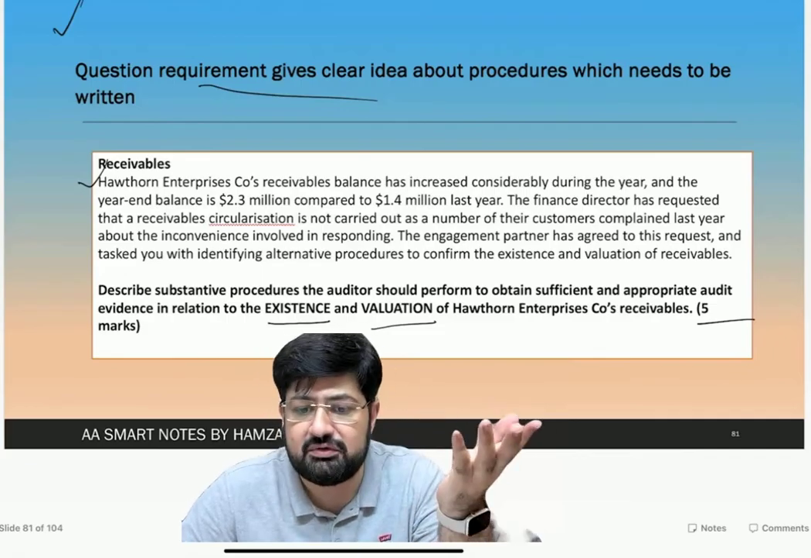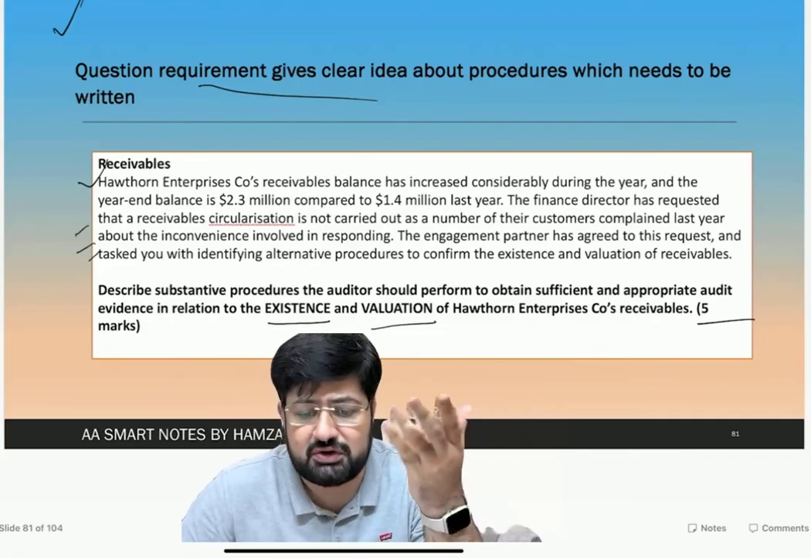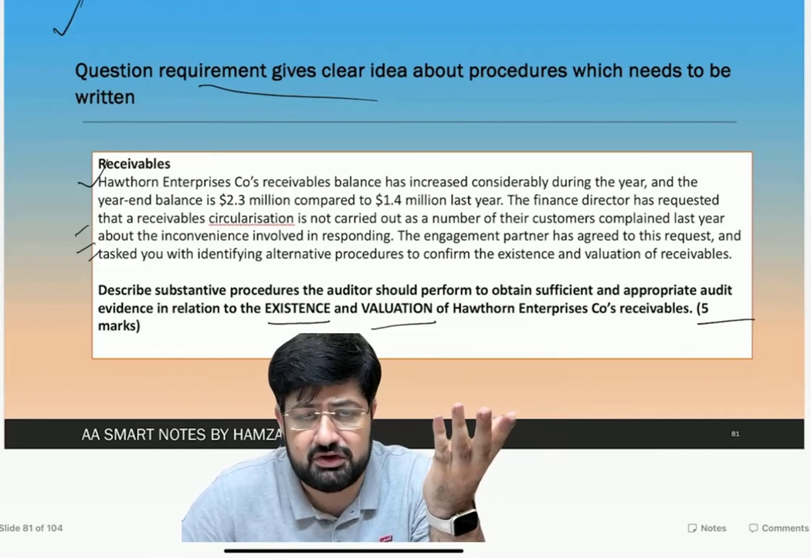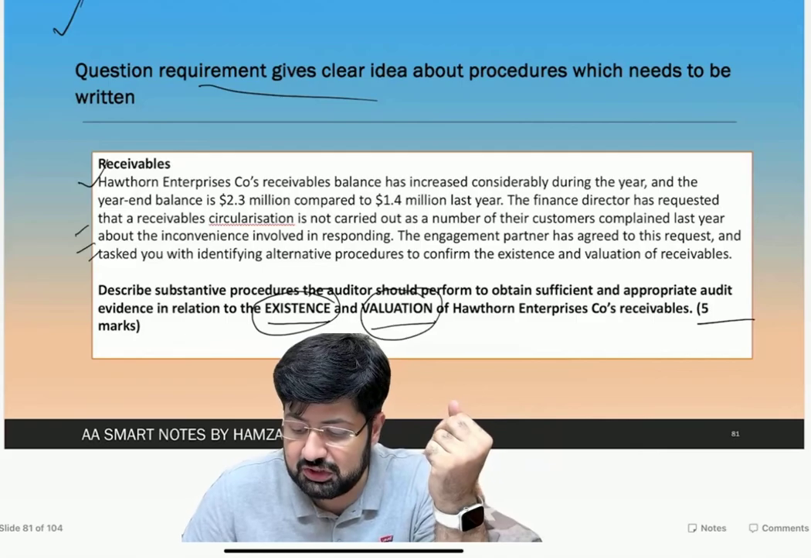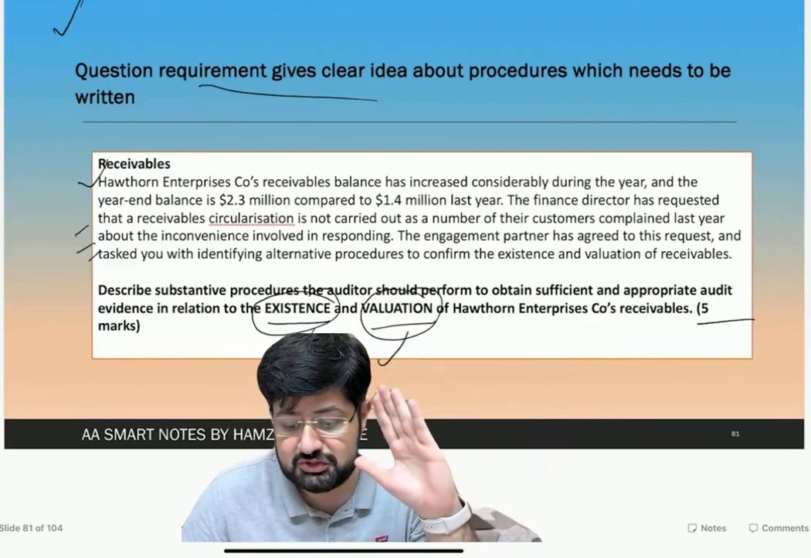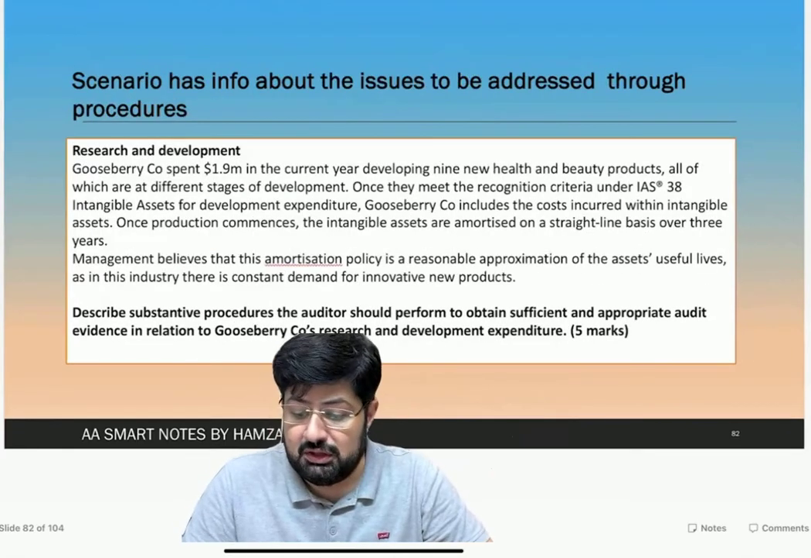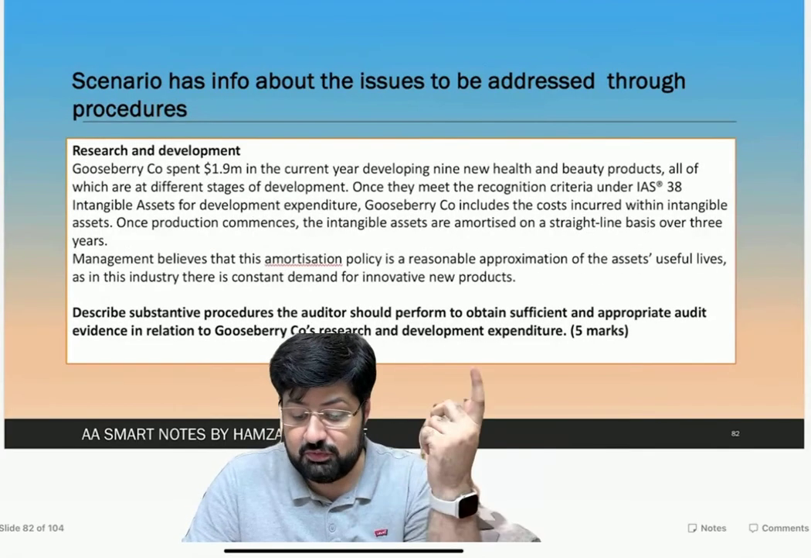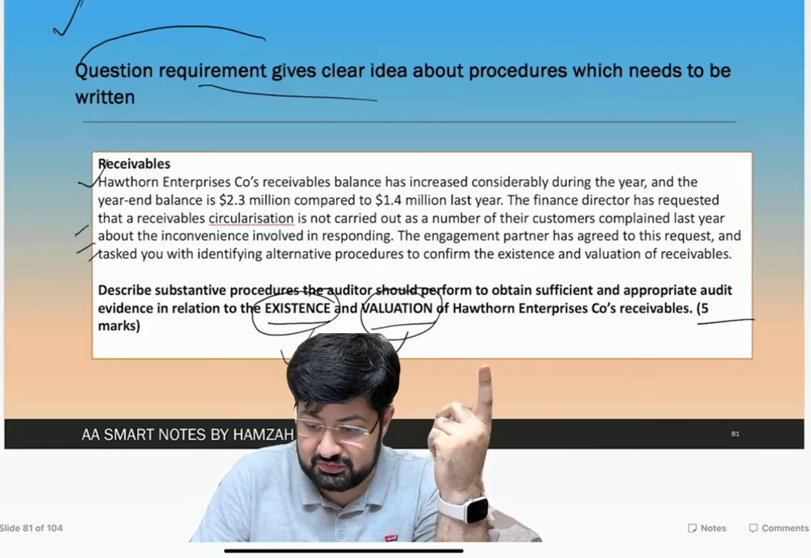There is no other information available in the scenario on which you could write any procedure. So it means 5 procedures in total, 2 or 3 on one assertion and the remaining on the other. So 5 total substantive test procedures. Now, the first thing we talked about is that the question requirement is guiding you.